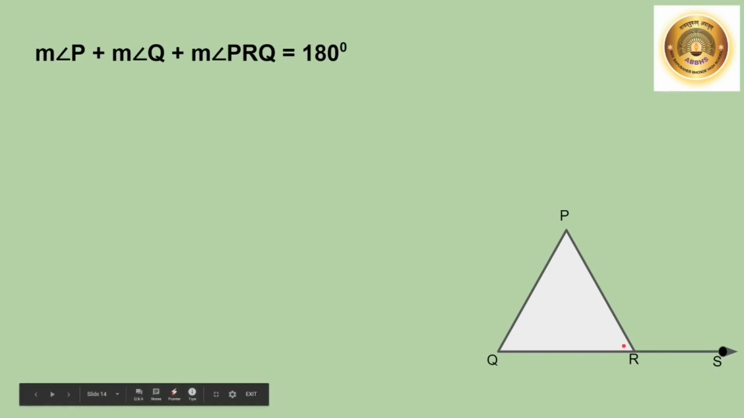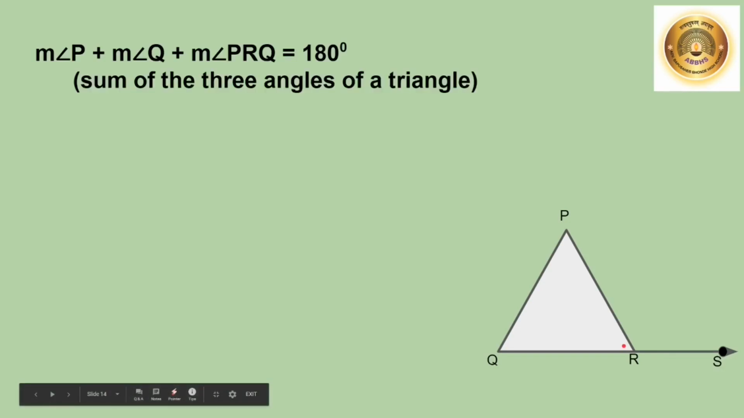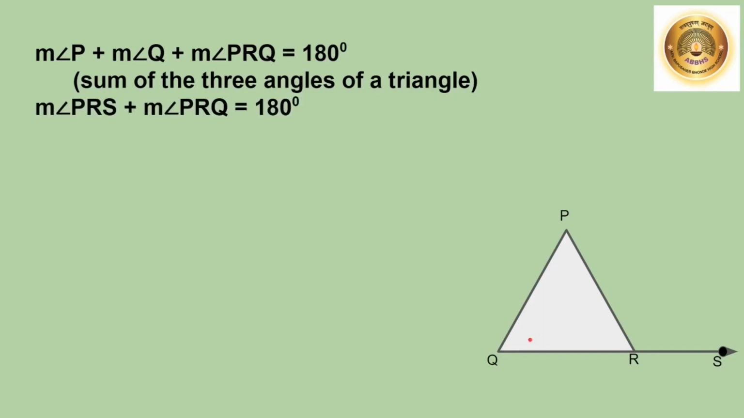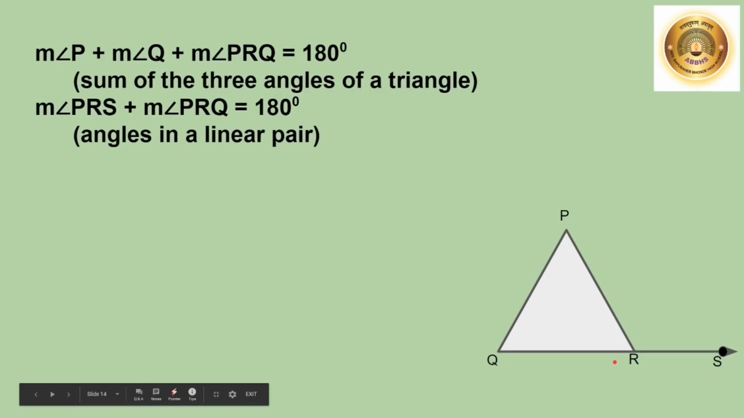The sum of the angles of a triangle is 180. So we know that measure angle P plus measure angle Q plus measure angle PRQ is 180 degrees. We can also write measure angle PRS plus measure angle PRQ is 180. What is the reason? Yes, they are angles in a linear pair. So we write the reason, angles in a linear pair.